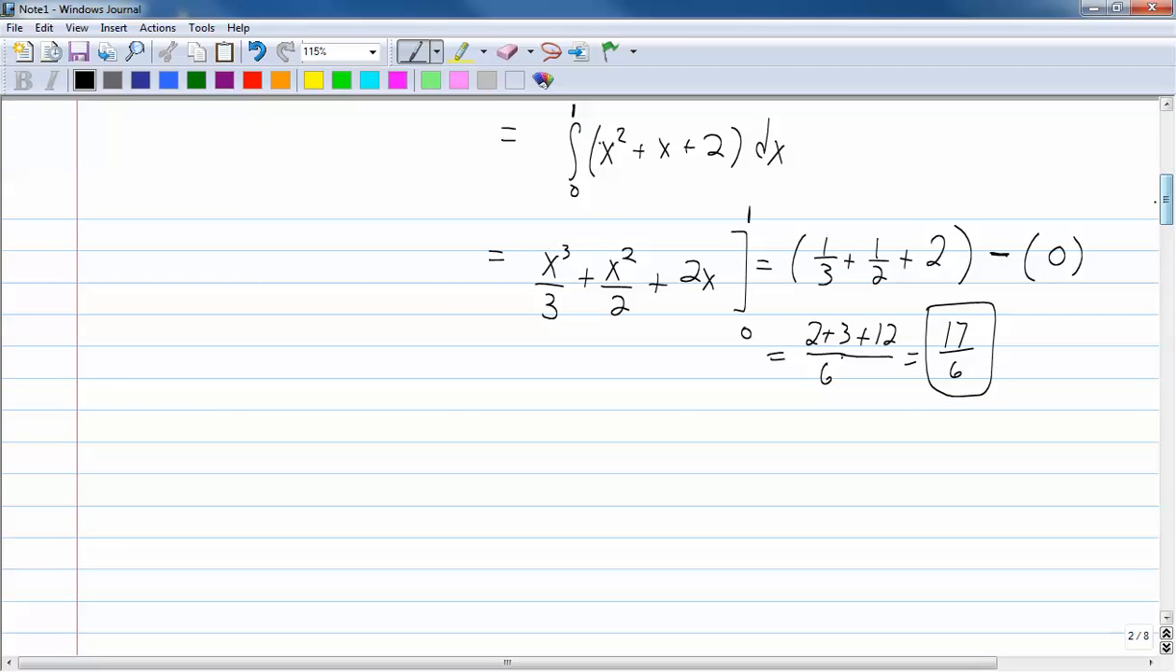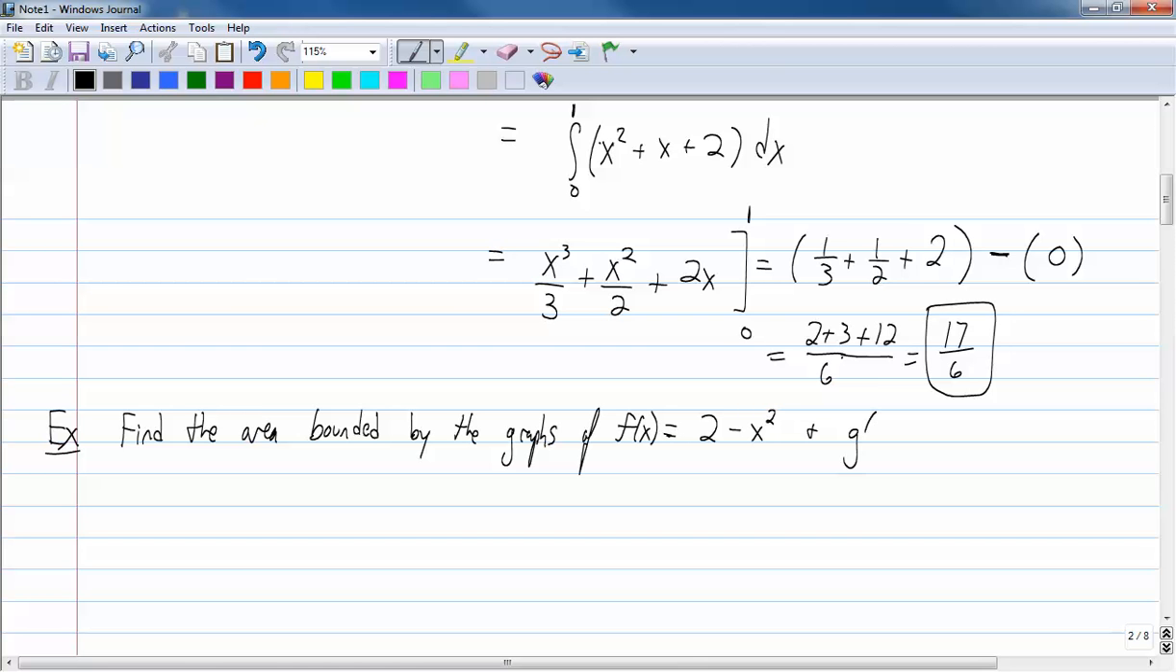Let me work another example. Let's find the area bounded by the graphs of f of x equals 2 minus x squared and g of x equals x.